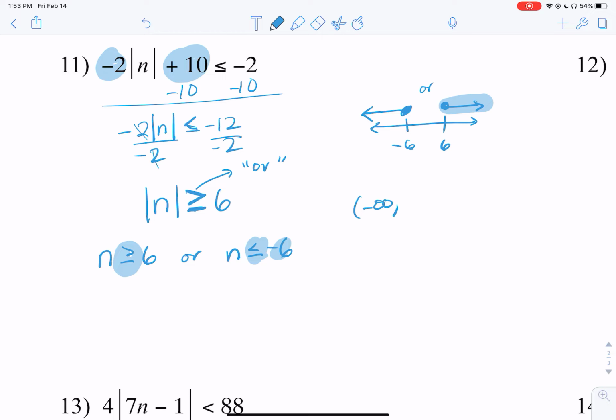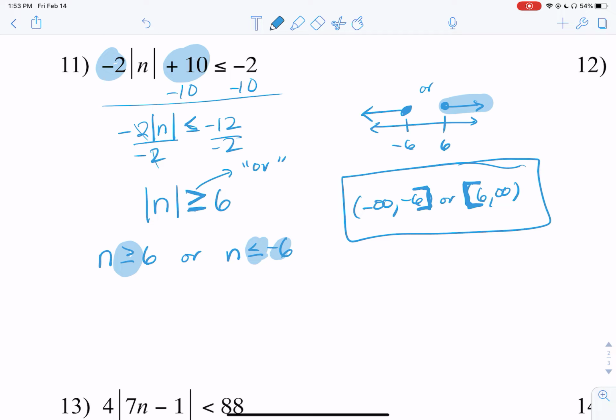So our solution in interval notation would look like this. Oh, well, I need to fix this with the exception that it should be brackets instead of parentheses because of the closed circles. So this is the solution. This is how your answer is going to be represented in the answer choices.